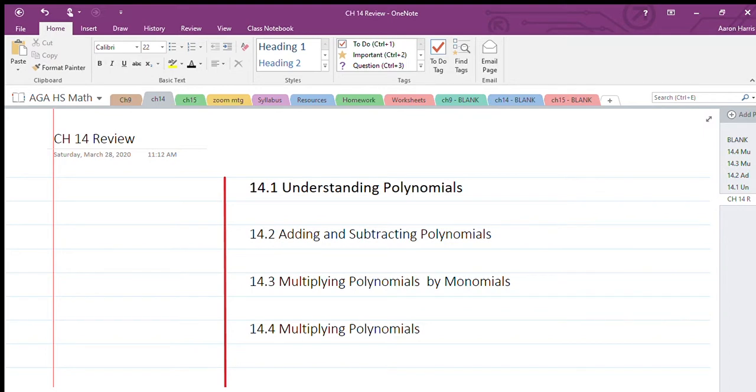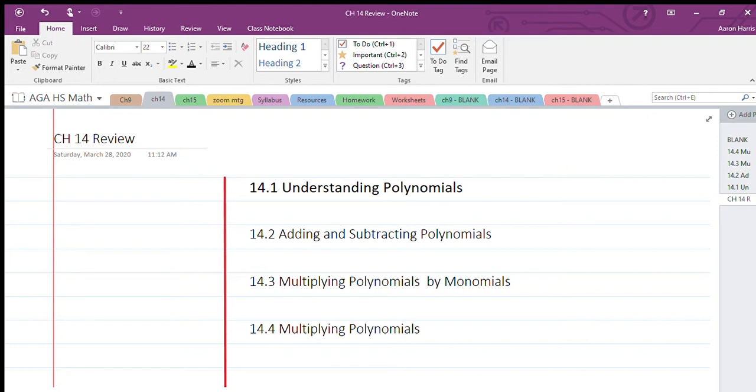Chapter 14 review. I know we have a test today, so I want to make sure we get a review done. So 14.1, understanding polynomials. That gets into how do we name them, how do we combine like terms, things like that. We want to make sure that you understand all the different parts of polynomials. And then 14.2 is adding, subtracting polynomials. So we're either distributing a positive one or a negative one pretty much to the second polynomial.